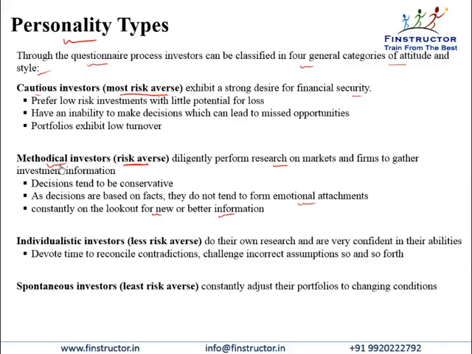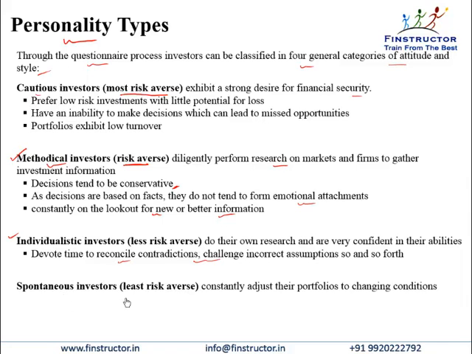So when confused between methodical and individualistic investor, try to see, is the tilt on the risk-averse side? Are decisions too conservative? If so, then the investor is most likely a methodical investor. If we see high active research and the investor fighting to reconcile various aspects, then he is more likely to be on the individualistic investor side.